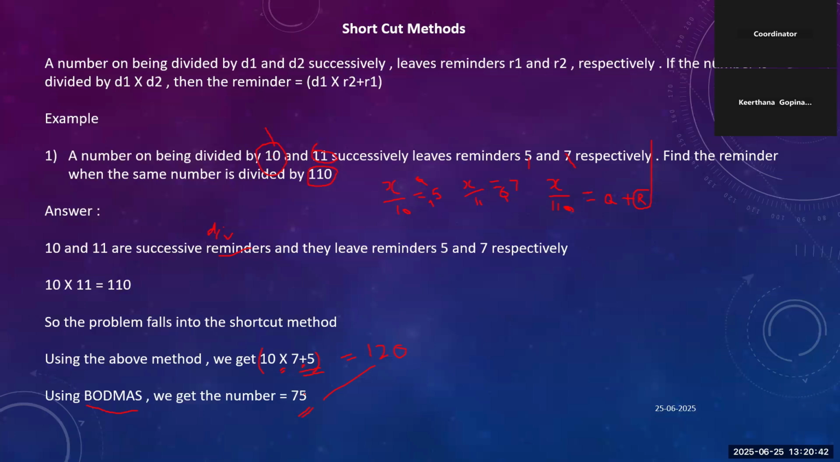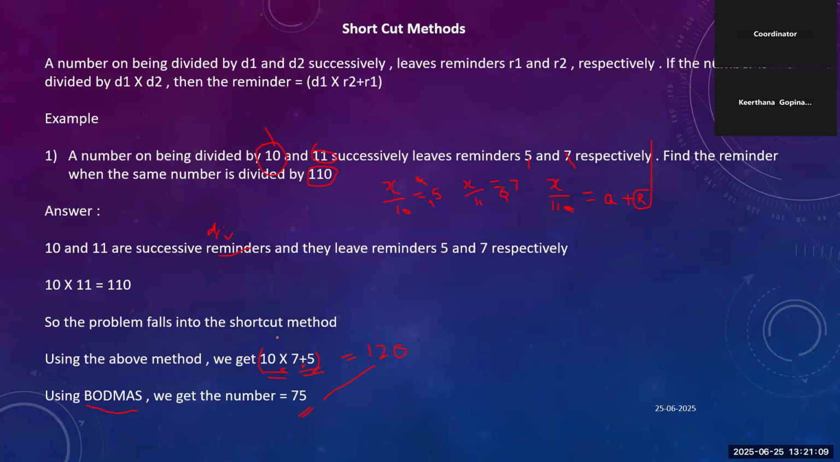BODMAS is a very important concept in mathematics. If you miss it, your answer will be wrong like this. You will end up at 120 while your correct answer was only 75. Now, do you understand what difference BODMAS makes? The correct way of doing it is 10 into 7 first. You should do 70 and then add. So multiply is before addition, right?